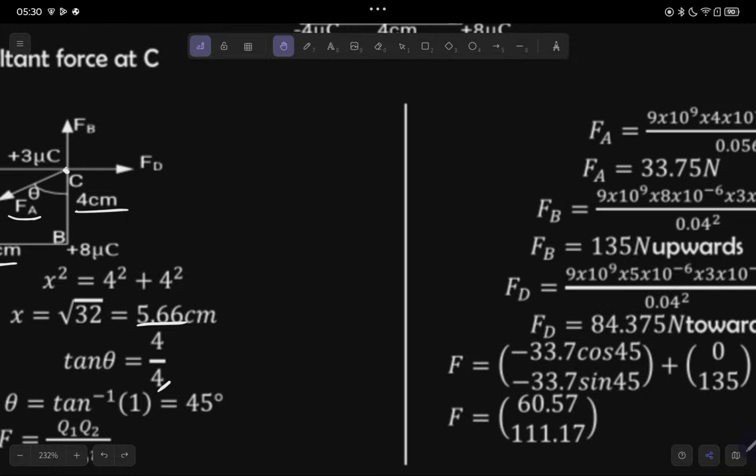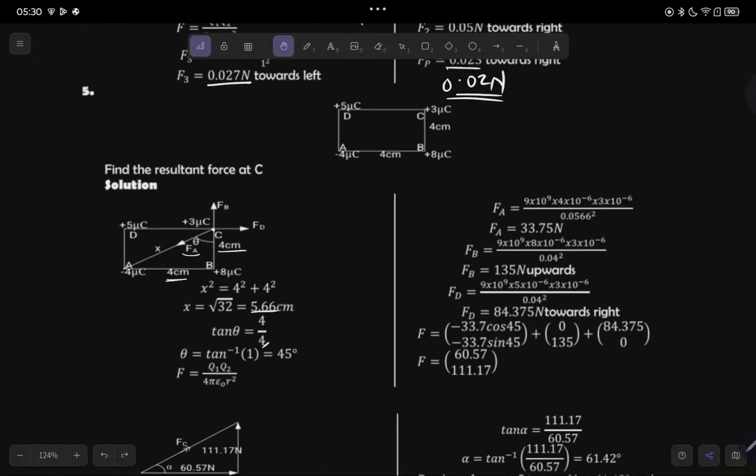So let's look at Fa. Fa we said is the force due to the charge at A. The charge is positive, is 4 times 10 power negative 6, that is Q at A. Q at C is 3 times 10 power negative 6. 9 times 10 power 9 is 1 over 4 pi epsilon naught, then over the square of the distance. This one gives us 33.75 newtons.